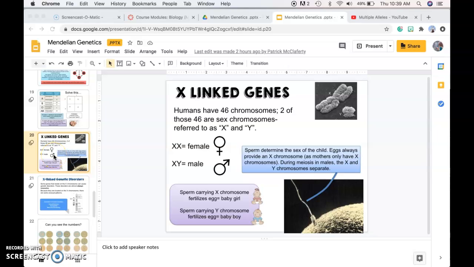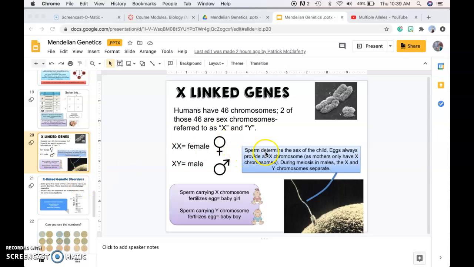All right, so now let's talk about sex-linked or X-linked genes. Remember, humans have 46 chromosomes, and two of those are called sex chromosomes, right? The rest are autosomal. Those sex chromosomes are either X or Y, and in order to be genetically considered a female, you'd have an XX, and to be genetically considered a male, you'd have an XY.